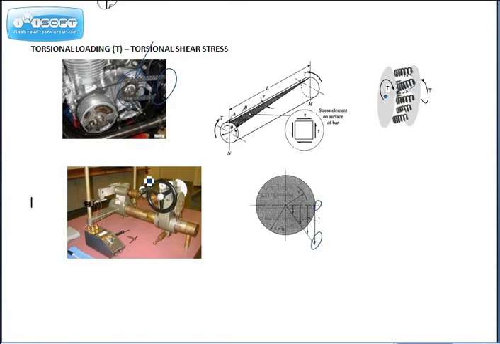Again, we'll go into the lab and test this. We have a hand wheel that we put the sample right in here. We have a device that measures the amount the sample twists, and we have a device over here that will allow us to find the amount of torque being applied to it, and we test it and make sure that when we design a shaft or some power transmission, the material that we've selected will not fail.